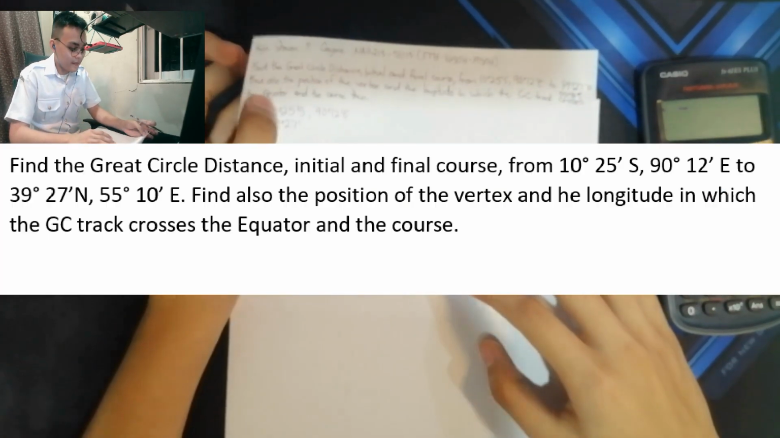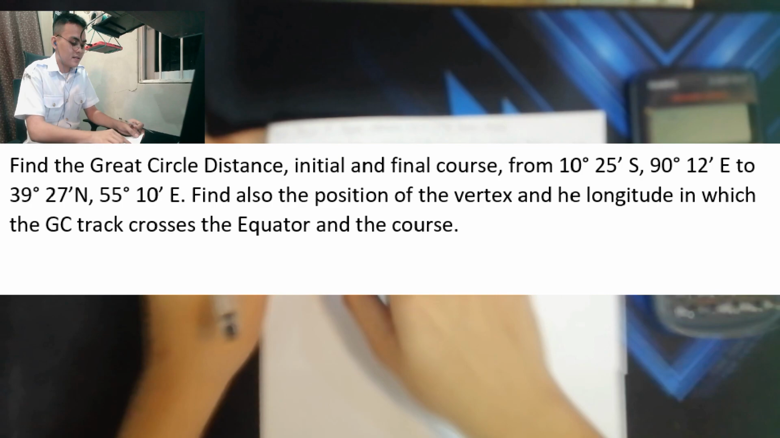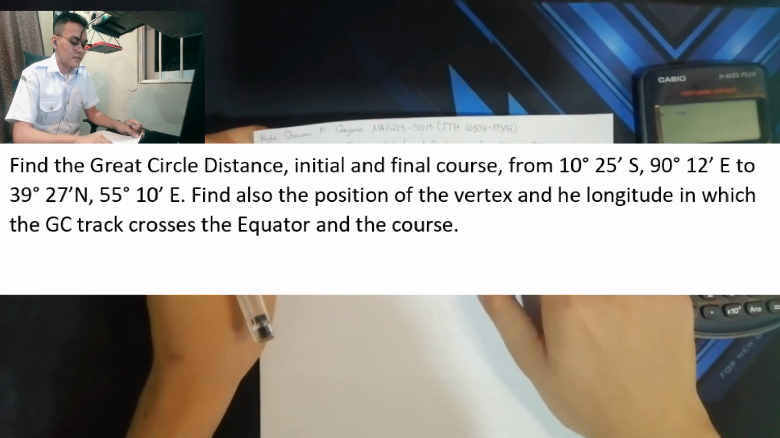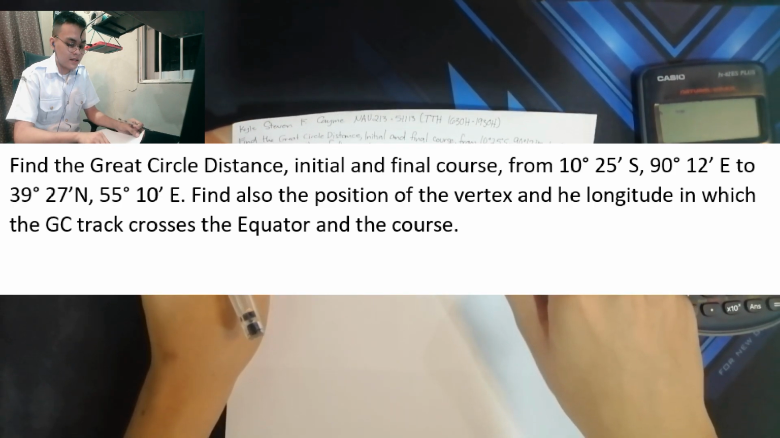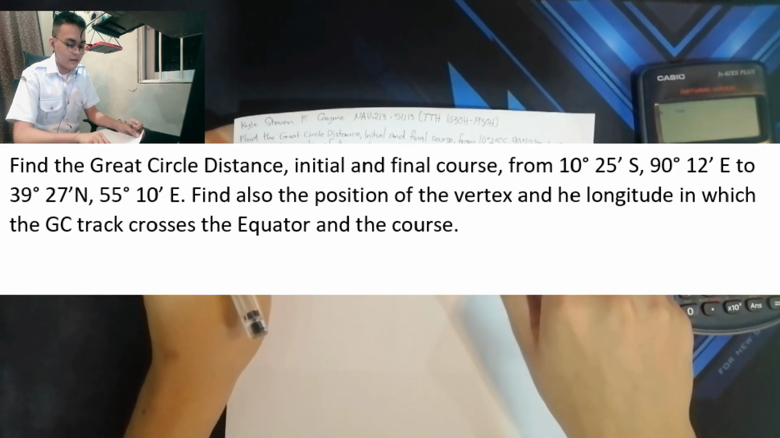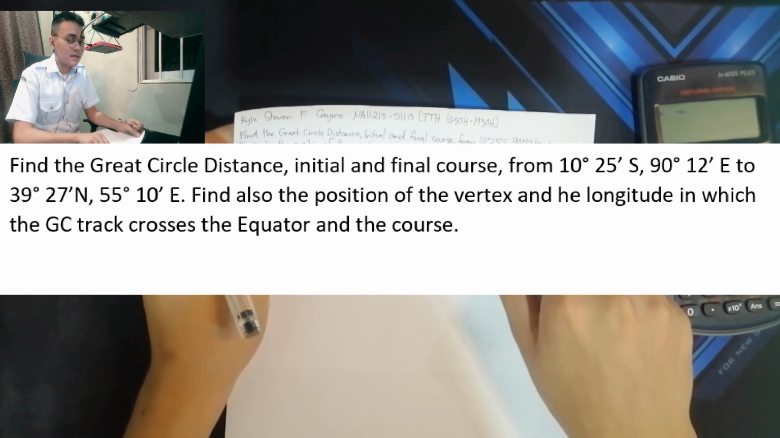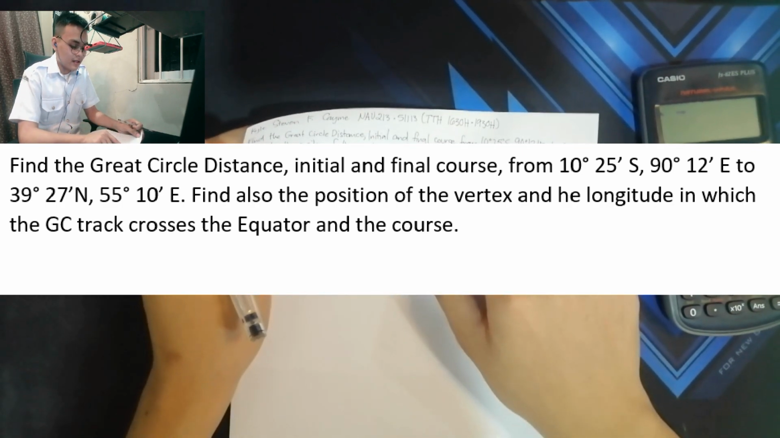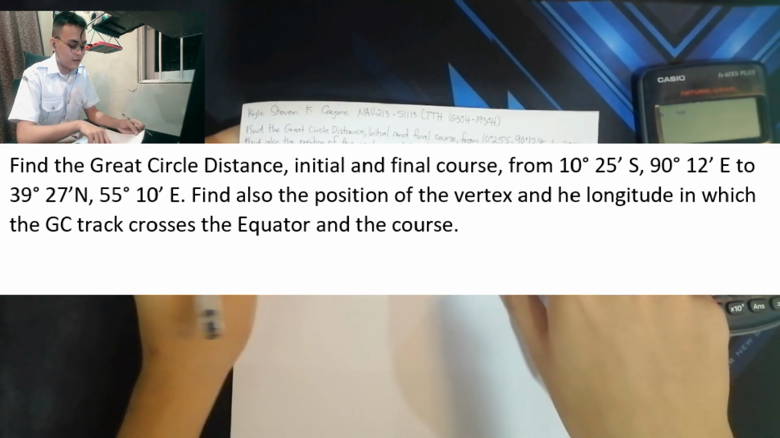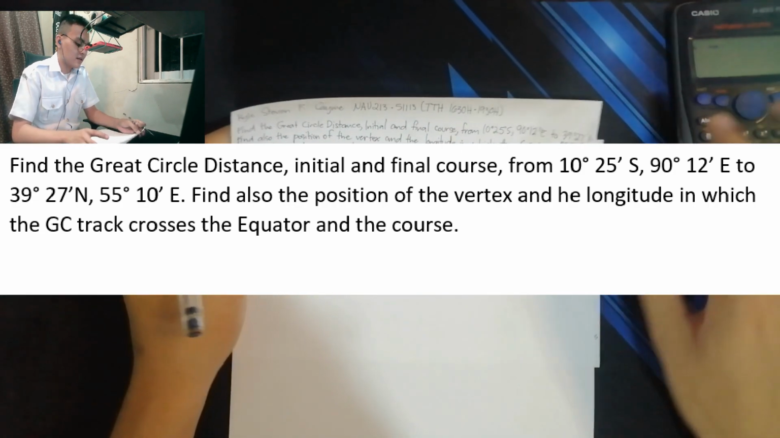So, we have a problem here. Find the great circle distance, initial and final course from 10 degrees 25 minutes south, 90 degrees 12 minutes east to 39 degrees 27 minutes north, 55 degrees 10 minutes east. Find also the position of the vertex and the longitude in which the GC track crosses the equator and the course. First thing, write your latitude A, longitude A, and latitude B, longitude B.